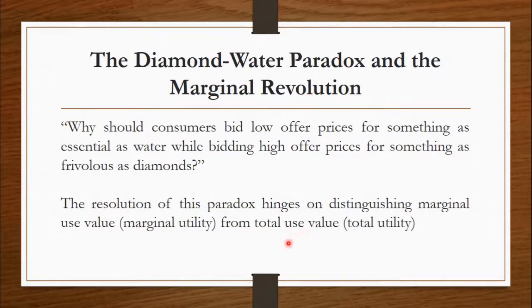Unlike your total use value, which refers to the totality of use of your product, its total use is not usually what determines or motivates the buyer to buy it. It's more on the marginal use. So that is why this is the diamond-water paradox.